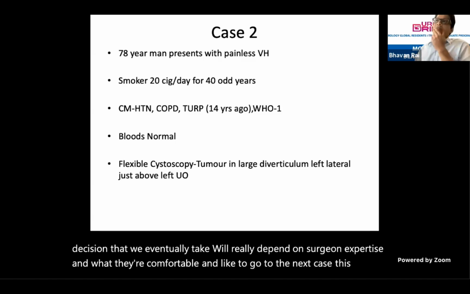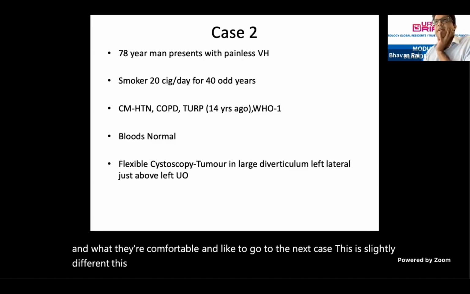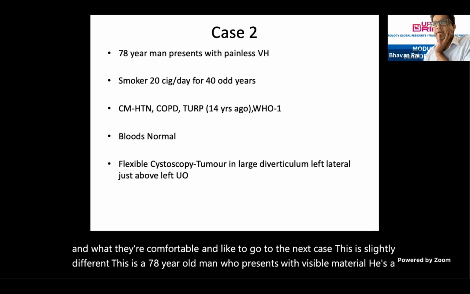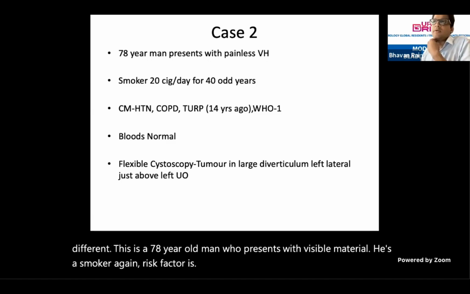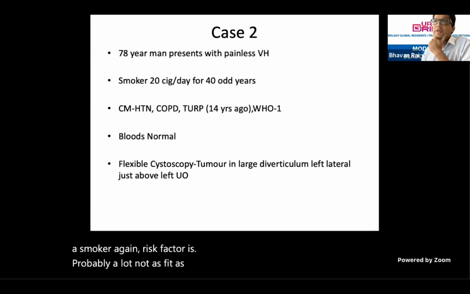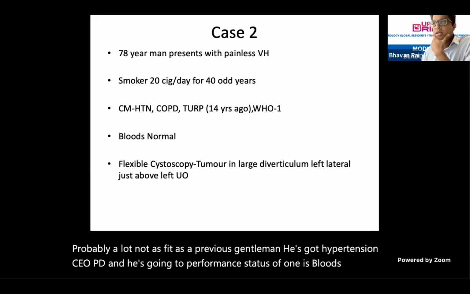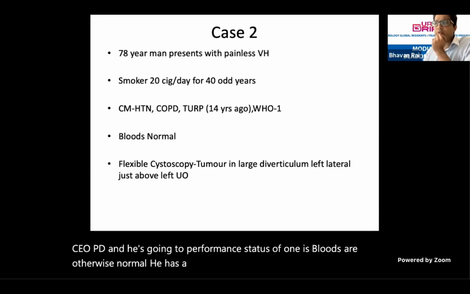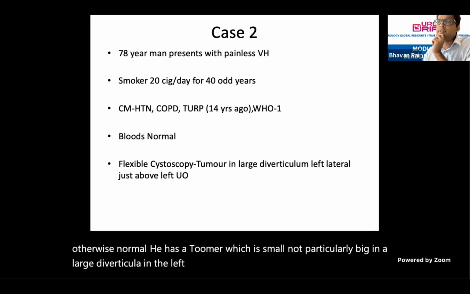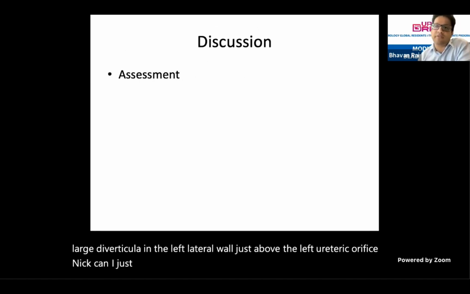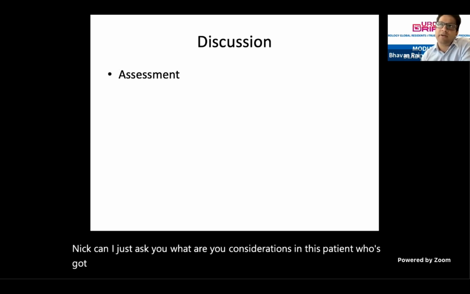This is slightly different. This is a 78-year-old man who presents with visible hematuria. He's a smoker, again, a risk factor. He's probably not as fit as the previous gentleman. He's got hypertension, COPD, and he's got a performance status of 1. His bloods are otherwise normal. He has a tumor, which is small, not particularly big, in a large diverticulum in the left lateral wall, just above the left ureteric orifice. Nick, can I just ask you, what are your considerations in this patient who's got a tumor in a diverticulum?